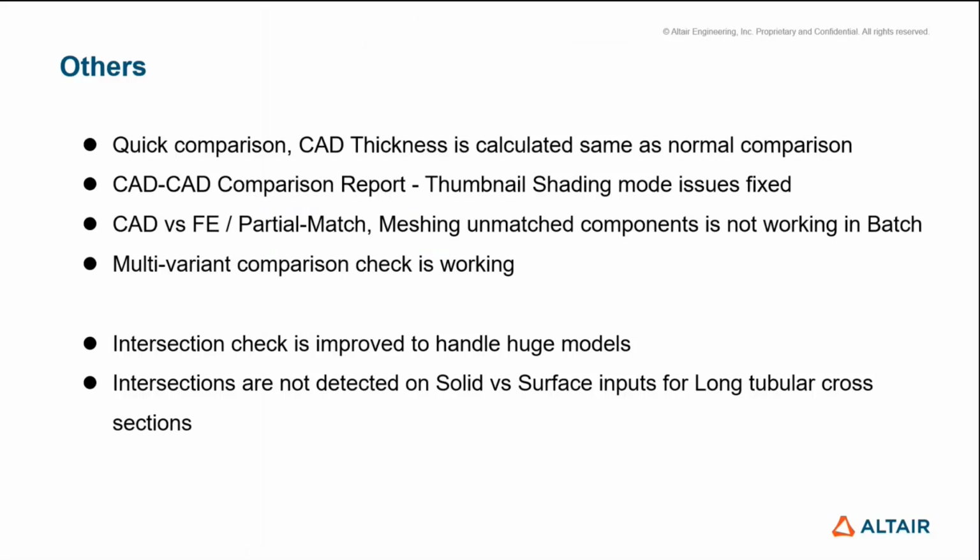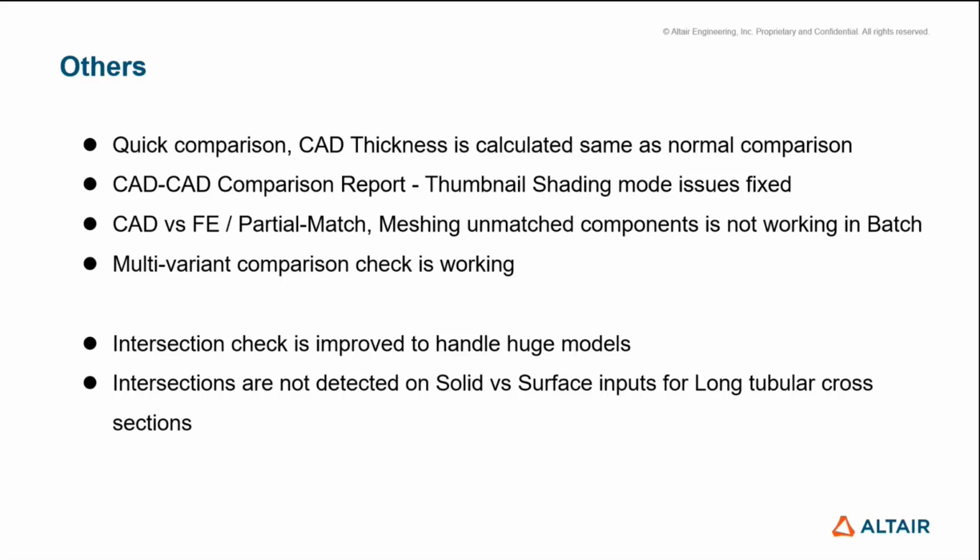So the few other updates we had for today: first, quick comparison. The quick comparison CAD thickness calculation from the CAD is implemented. Earlier it was not there. Similar to normal comparison, now we can extract thickness from the CAD and put that in the browser and also in the Excel report, so that if you're doing CAD to CAD comparison, you can see the thickness from LH and RH, or if you do CAD to FE comparison, you can see the thickness calculated from the CAD and compare it with the thickness from the FE, which is coming from the property. So now it allows you to do that.